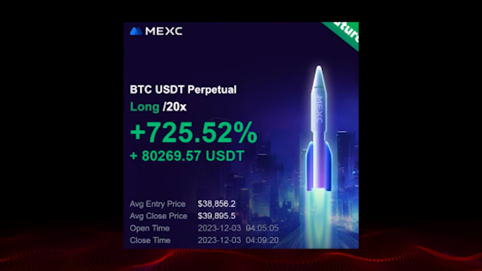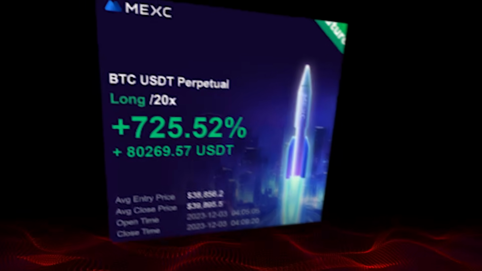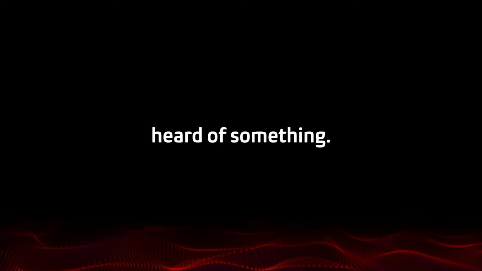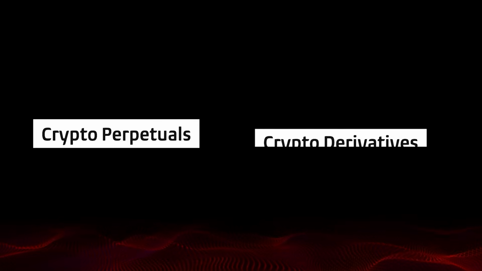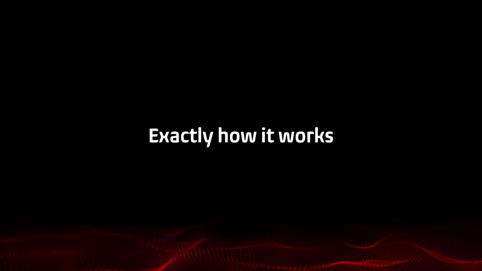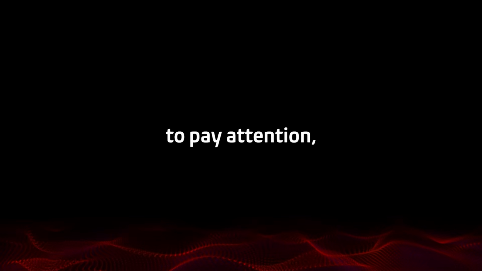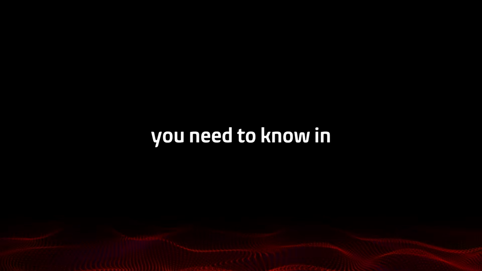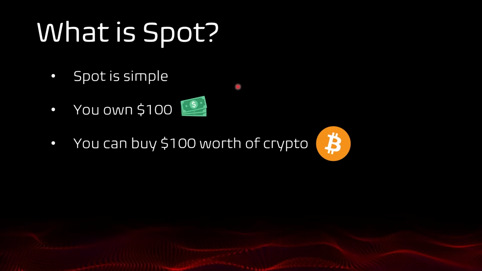If you've ever seen screenshots like this floating around the cryptocurrency community and wondered exactly how many individuals were making steady profits, you may have heard of something called crypto perpetuals or crypto derivatives. And in today's video, I'll be explaining the ins and outs of this, exactly how it works, specifically for beginners. So don't forget to pay attention, because this video will tell you everything you need to know in order to get started. So what is spot?